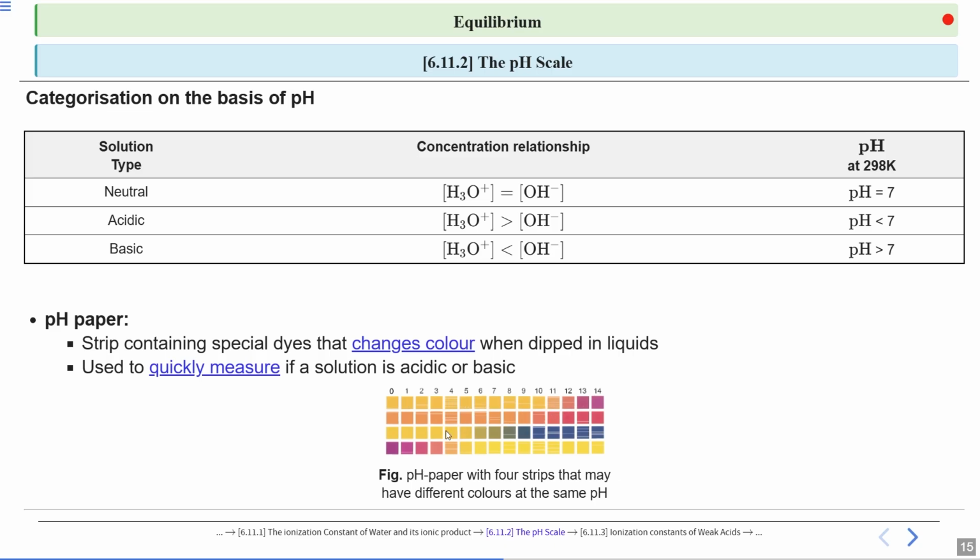Now some dyes have a different property. It is initially purple, but after some time when you go to the basic part, you see a yellow color. Similarly, you have this second and third strip. I hope this pH part is clear to you.